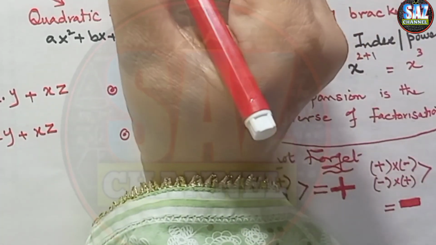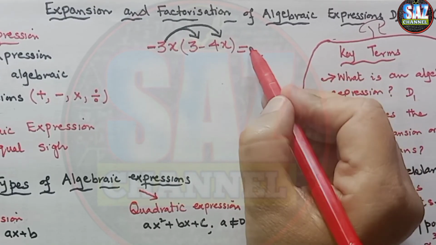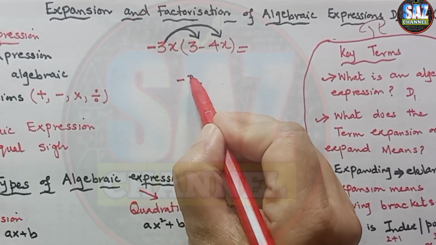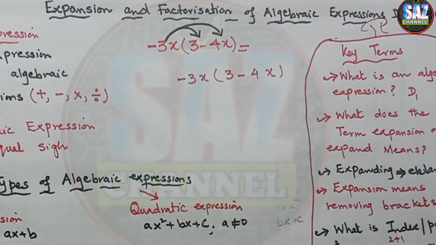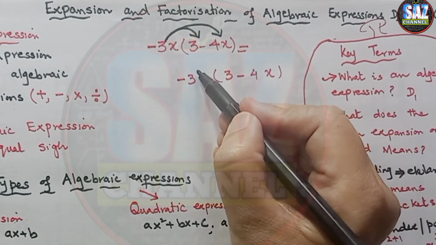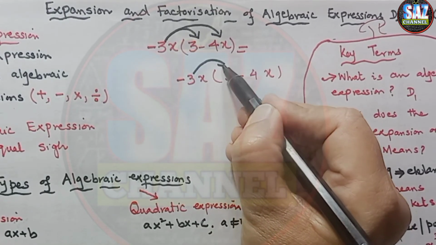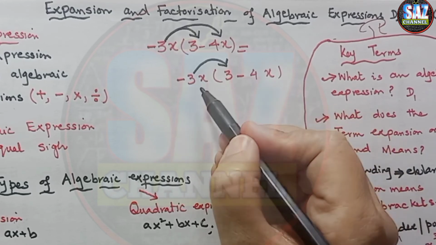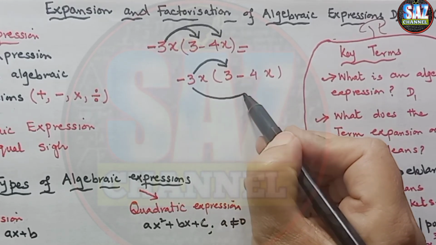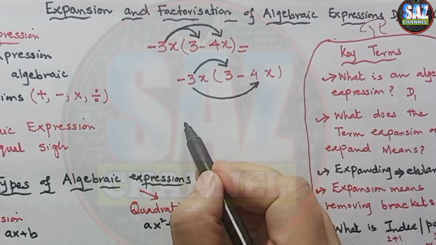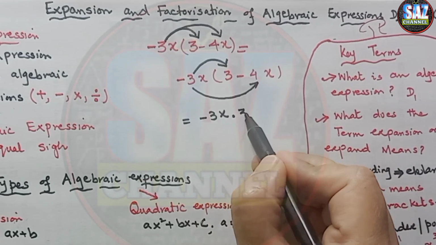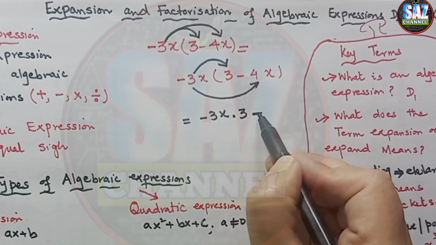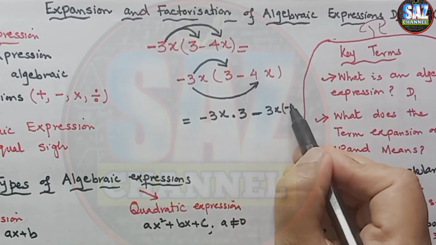Now it's better that I rewrite the question. Let me rewrite the question. This is minus 3x into (3 minus 4x). Now we have to remove these parentheses or brackets, so we apply the distributive law carefully: the number which is outside this bracket has to be multiplied with every term inside the bracket carefully. Now the question will take the form minus 3x, the dot stands for multiplication, times 3, and then minus 3x multiplied by minus 4x.